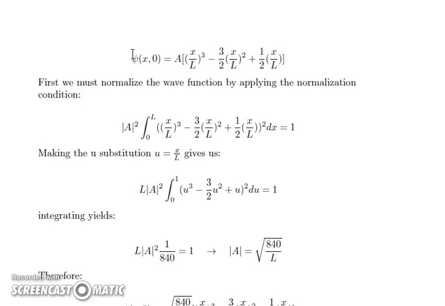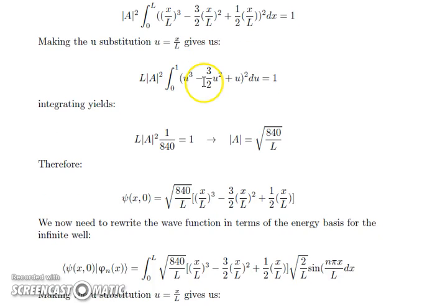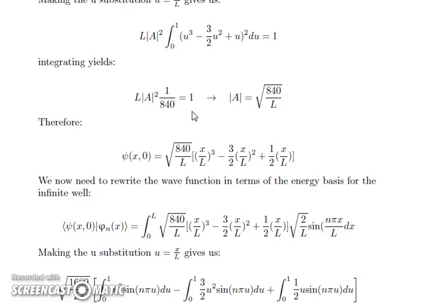So before we do anything, we have to normalize the wave function. So that's what I do right here using our normalization condition for continuous phases. I just make a little u substitution to simplify the integral a little bit, and then it's a fairly standard integral. Once you square this out, you get a polynomial, and then you can use the power rule.